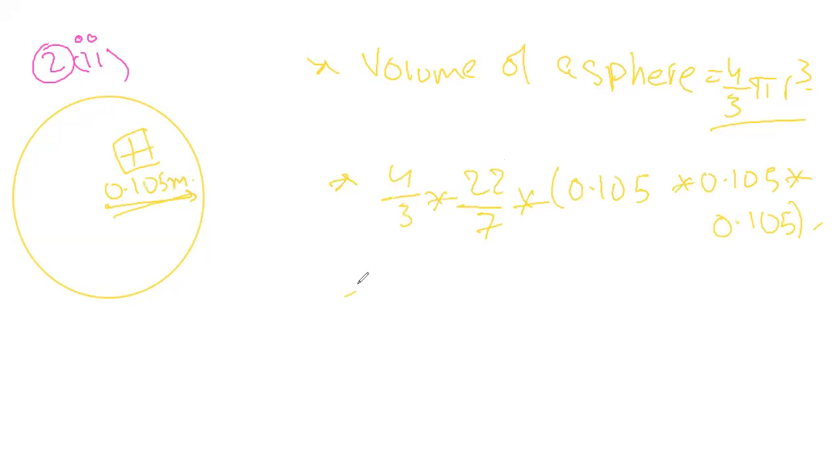Okay, so let us divide it. So 7, or let's take 3. So 3 divided by 0.105 gives us 0.035, and then we'll solve this whole product divided by 7, which will be 0.0049 meter cube. Do not forget the units, and by solving this whole sum we get the answer 0.0049 meter cube.